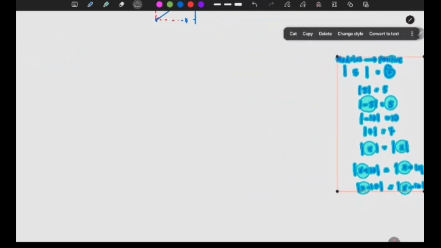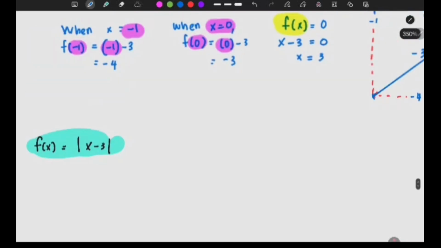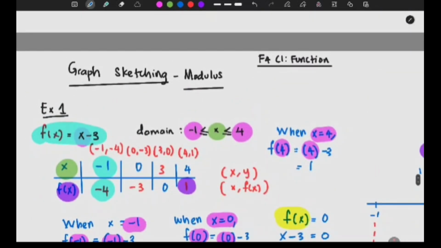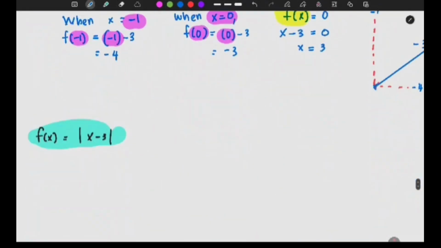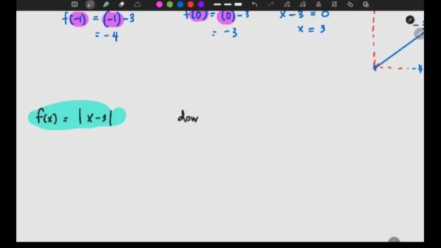So let's just sketch the same graph, guys, using the same values. So the domain is -1 ≤ x ≤ 4. To sketch the graph, there's no different way. It's the same thing, isn't it? As I say, you have to do a table. So the method of doing the graph, there's no change. So let's do a table.